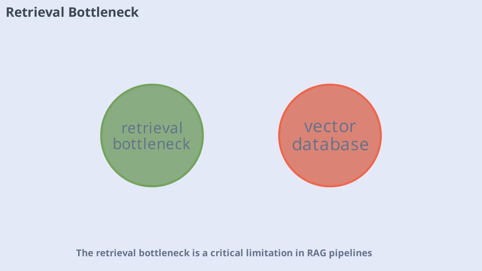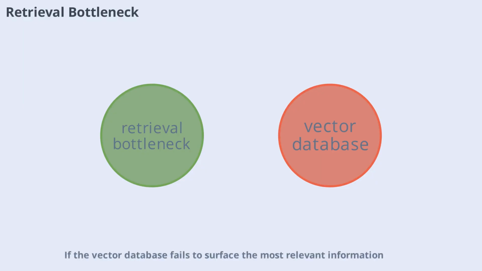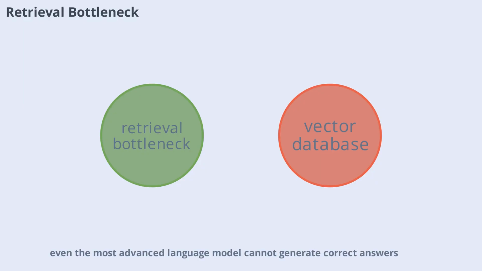Retrieval bottleneck is a critical limitation in RAG pipelines. It occurs when the quality of the data retriever restricts the system's overall performance. If the vector database fails to surface the most relevant information, even the most advanced language model cannot generate correct answers. Ensuring high-quality retrieval is essential for effective RAG systems.